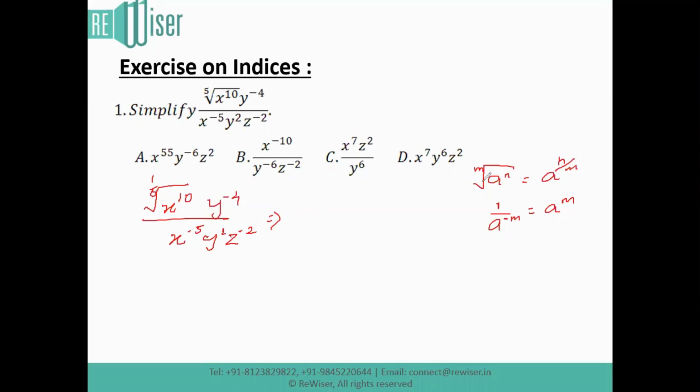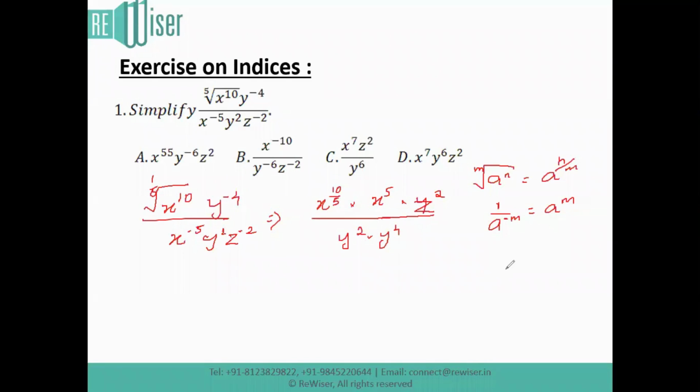So according to this law, I can write this as x power 10 by 5, into, and I can take this x power minus 5 to the numerator, so that will be x power positive 5. And I can also take z power minus 2 to the numerator, that would be z power 2. And in my denominator, I already have y square, and this y power minus 4, if I take it to the denominator, that would be y power positive 4.